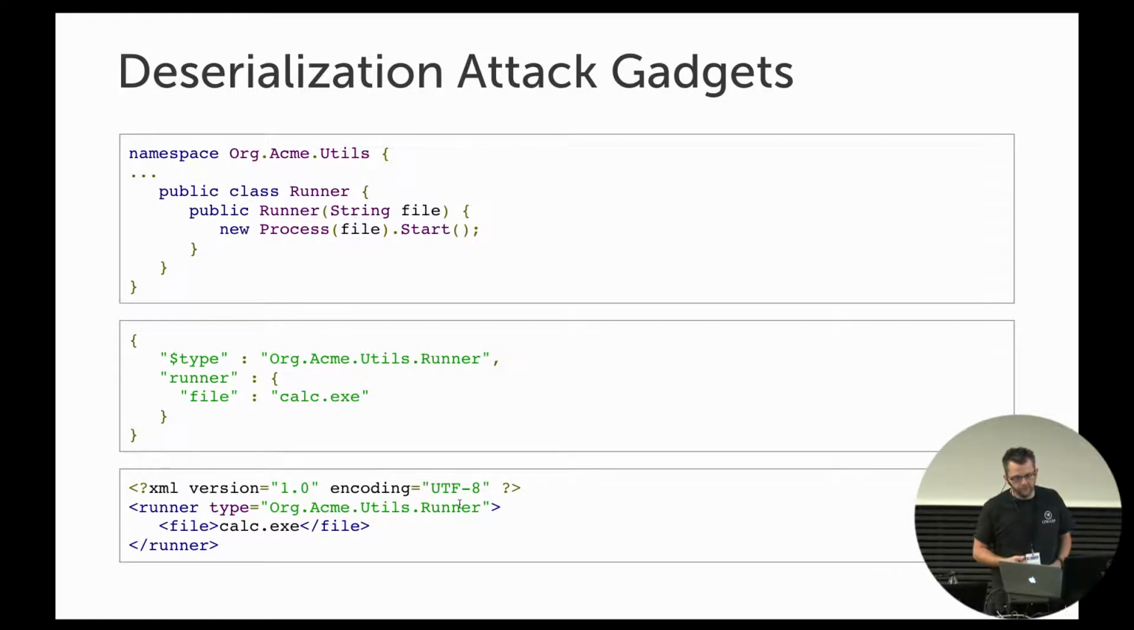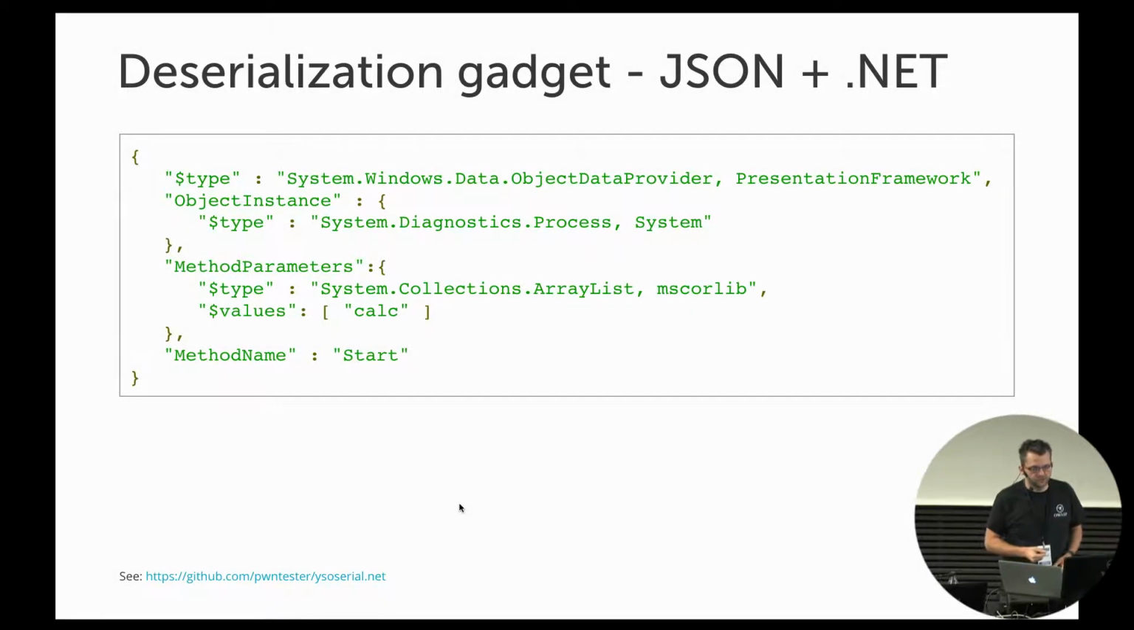But more often than that, we see that the attackers can use things that are built into the frameworks. There's dangerous functionality in the frameworks themselves. So here's one example from JSON and .NET. In this case, we're using something called the object data provider. And then as a part of that, deserializing this, it creates a process which runs the calculator. So it creates a process which takes in an array list of things, and it takes in the calculator. And then it invokes the method called start. So this is very handy if you want to attack something. This is taken from something called YSoSerial, which you can find on GitHub.